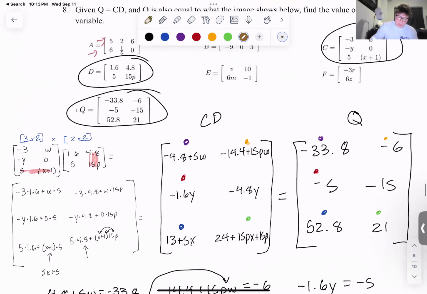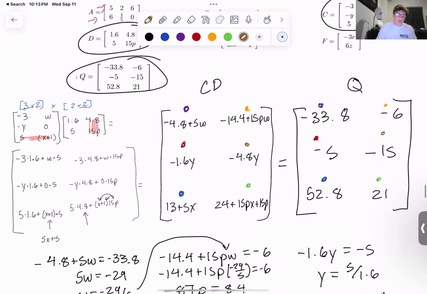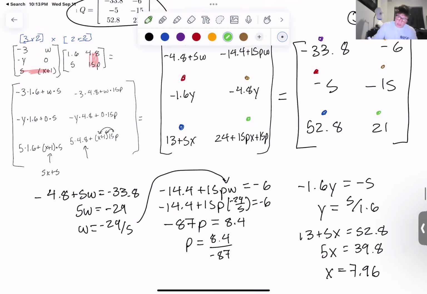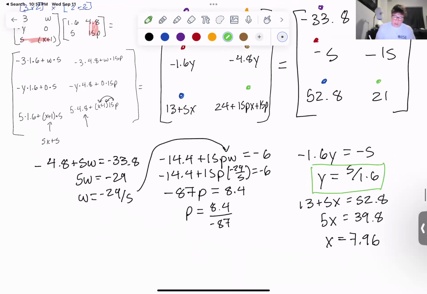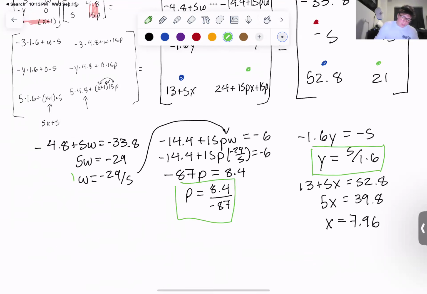And now you could do this last block right here. I also skipped this one, but that's because it's just y again, right? So you're going to get the same y value right here. And you could do that last block, the bottom right equal to the other bottom right, but we already have x and p, so you don't need to. You just don't need to.